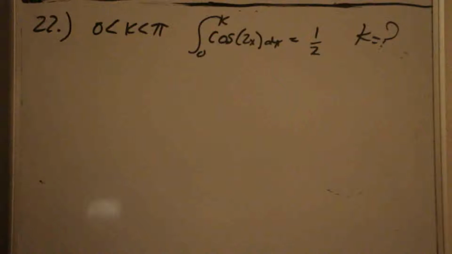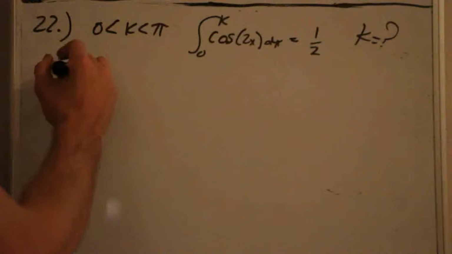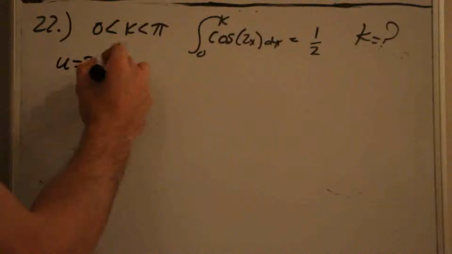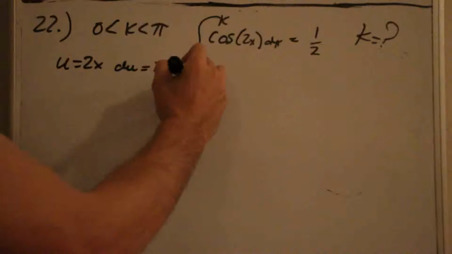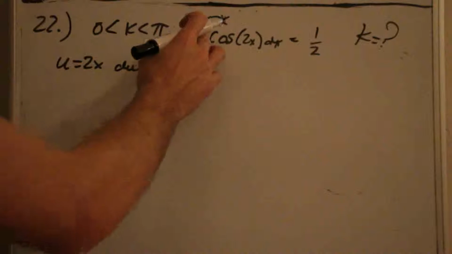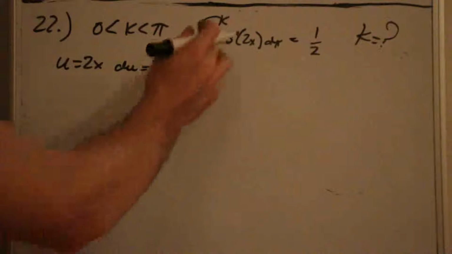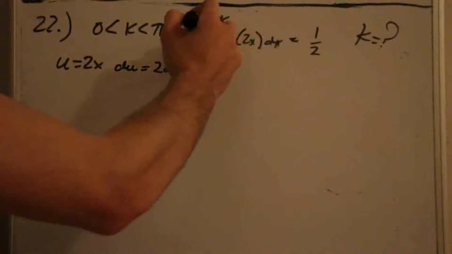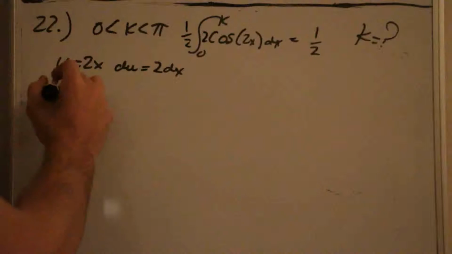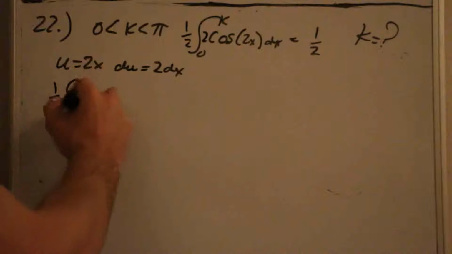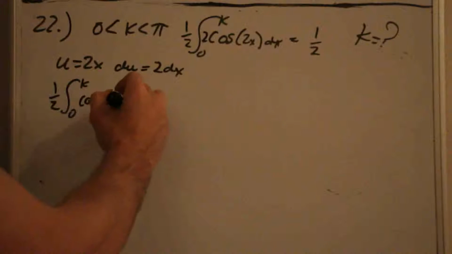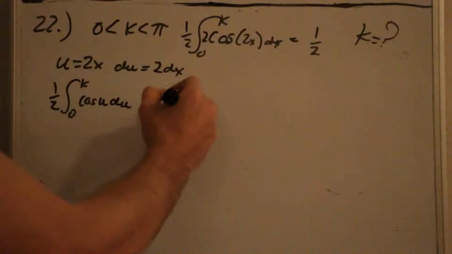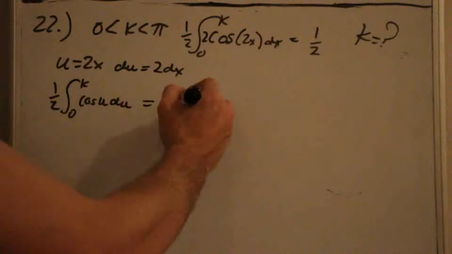So I have to find my integral. Well, I have to do u substitution. u equals 2x, du equals 2 dx. Well, I don't have a 2 here, I just have dx, so I put a 2, and then I have to multiply by 1/2 on the outside. This becomes 1/2 the integral from 0 to k of cosine u du. Well, that's 1/2. The integral of cosine is just sine.